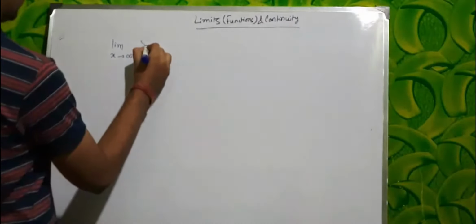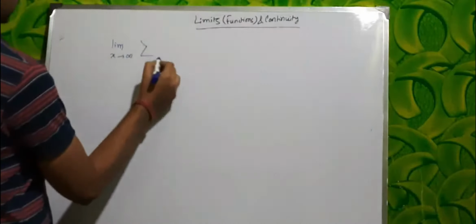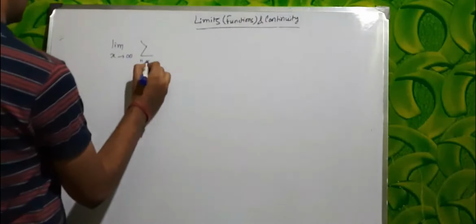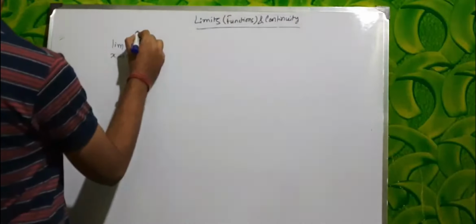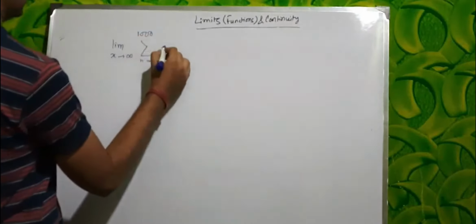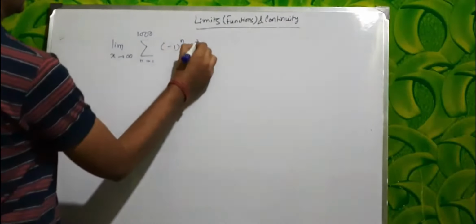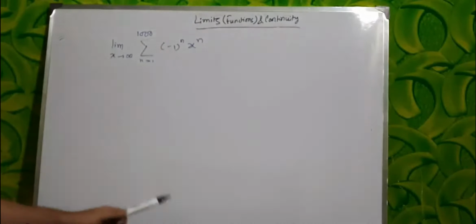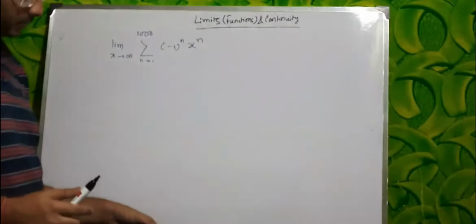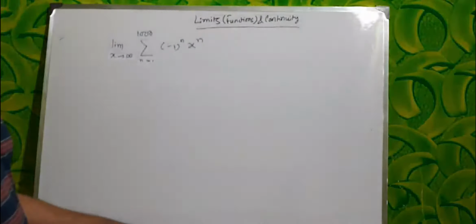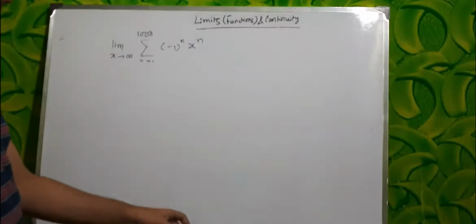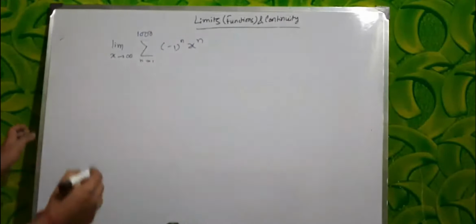Here is another question, which I think came in some AIEEE or JEE. That is the limit of the sum of minus 1 power n x power n up to 1000. So give it a try. This is not so tough, but you need to know the tree and use the tree wisely so that we can get to the answer. So hope you have given it a try, and now I'm going to solve it.